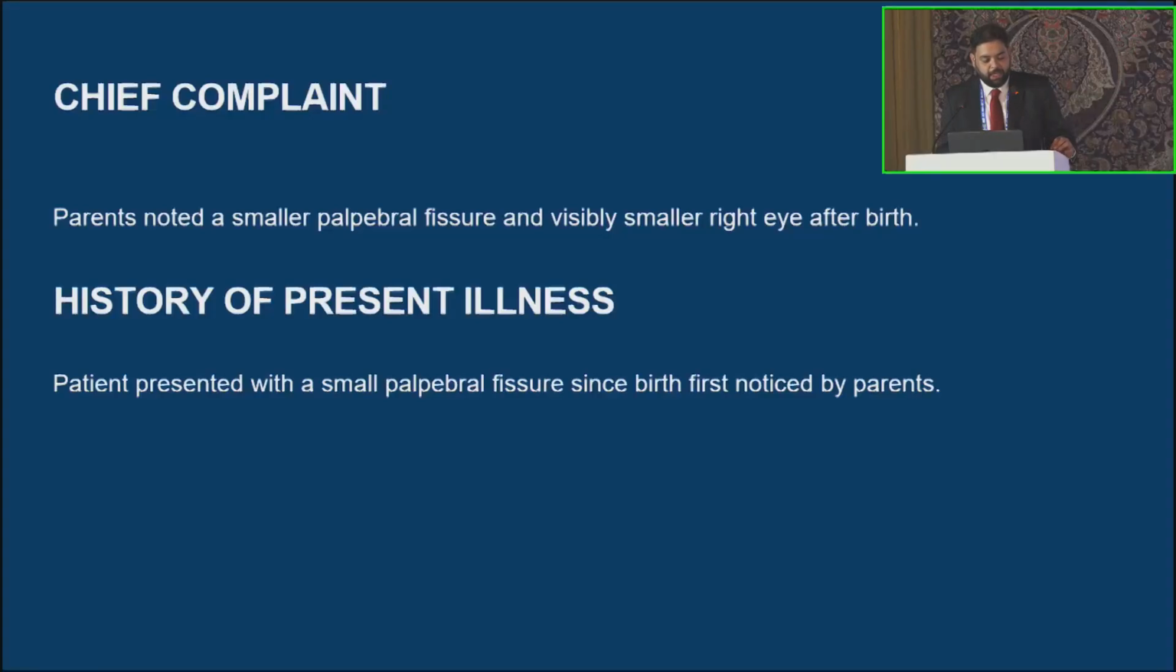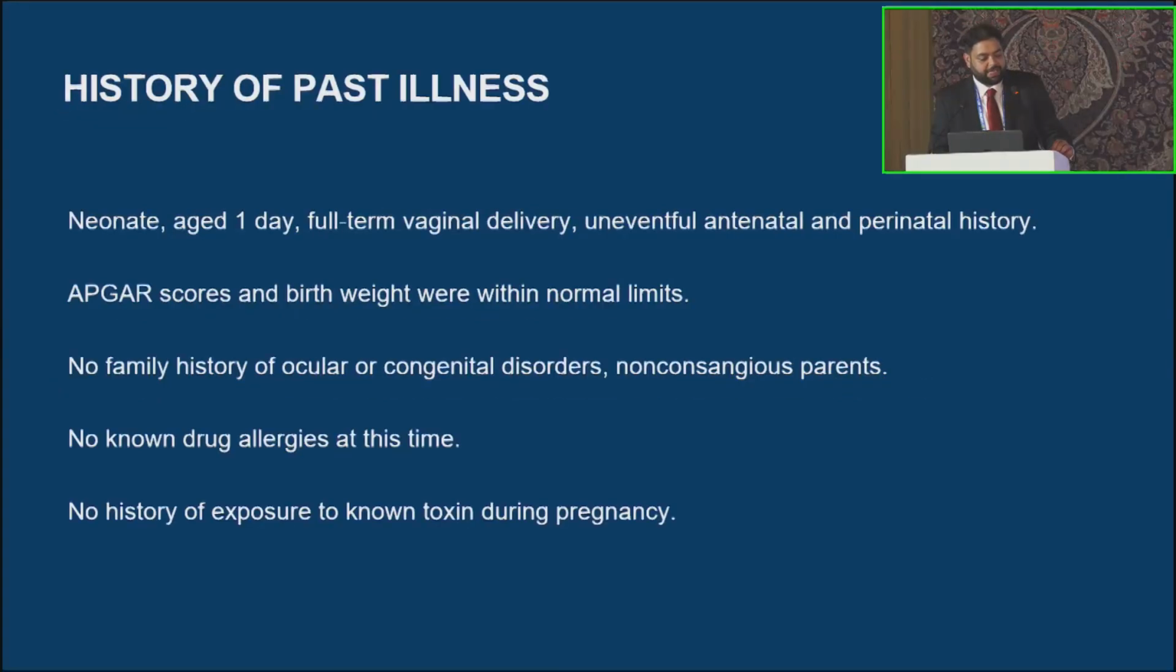Chief complaint: the parents brought a one-day-old baby to the emergency with complaints of a small palpebral fissure in the right eye. History of present illness: the neonate was aged 1 day. He underwent full-term vaginal delivery, with uneventful antenatal and perinatal history. Apgar scores and birth weight were normal. There was no family history of ocular disorders. The parents were non-consanguineous. There were no drug allergies and no history of exposure to any sort of toxin during pregnancy.